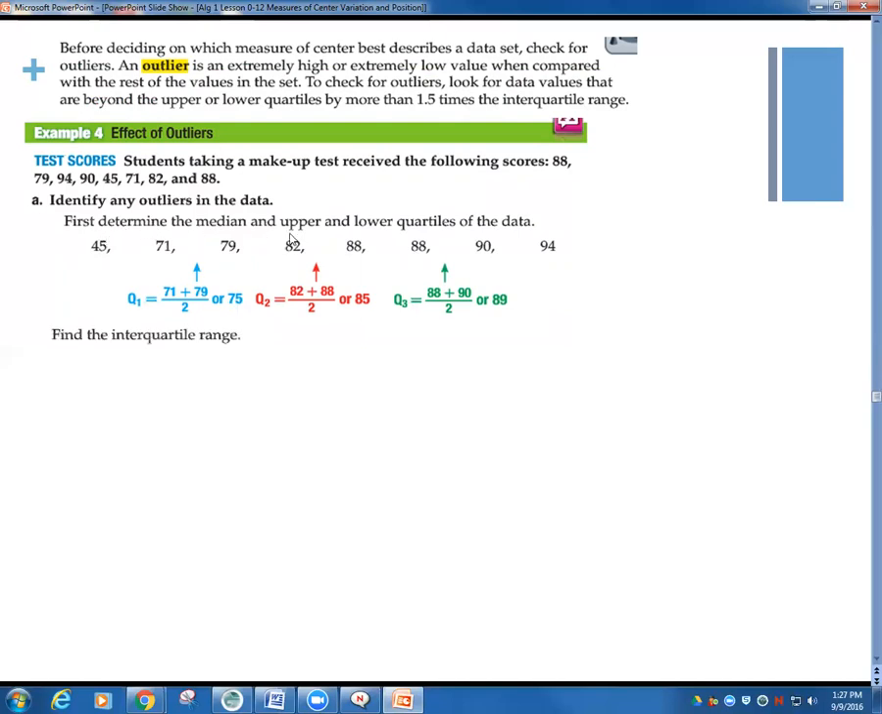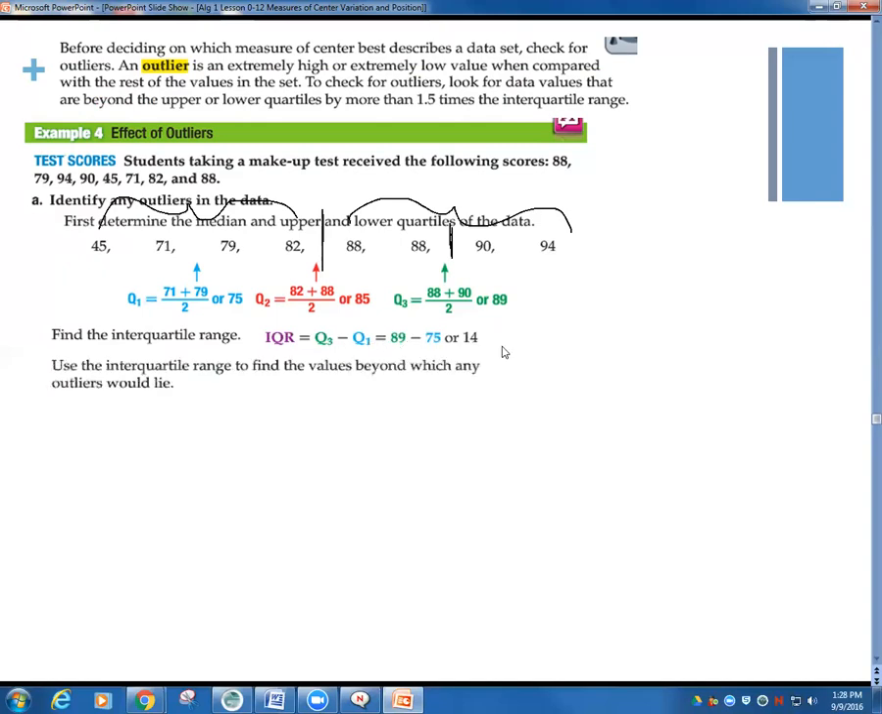Okay, so in this case, you had an even number, so there was no center, so we took the 2 middle ones, added them up, divided by 2, and then this upper half had an even number of data points, so we had to get the middle, which you just add up the 2 and divide by 2. And also same thing with the lower half. There was 4 data values there, so there's no true middle value, so you take the 2 middles, add them up, divide by 2. Finding the interquartile range, you just do Q3 minus Q1, so 89 minus 75 or 14.